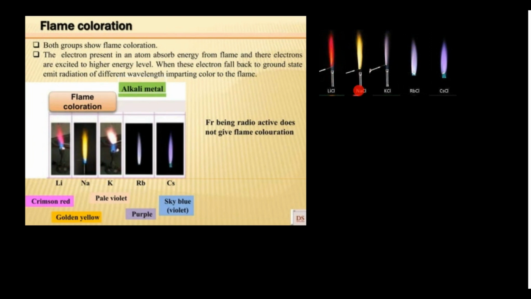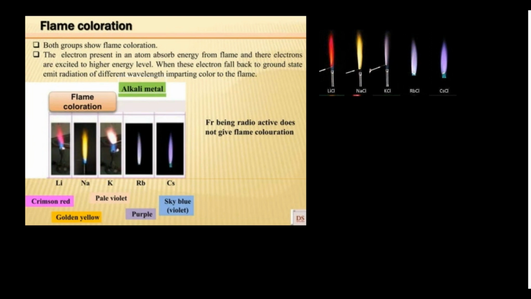And for NaCl, if you see here, it is shining in yellow color. It is basically golden yellow. And if you introduce potassium chloride to the flame, then you will have the violet color, but that violet color is not very sharp. It is pale violet in nature. For rubidium chloride, the color is purple. And for cesium chloride, it is sky blue. Here I have already shown you these colors.